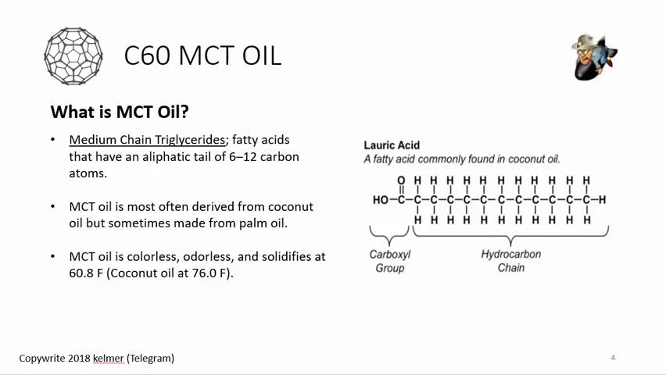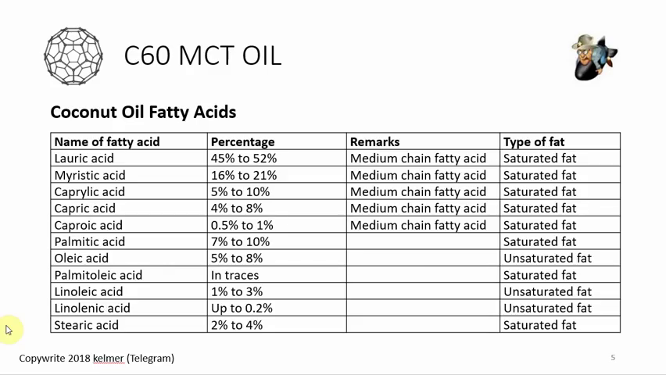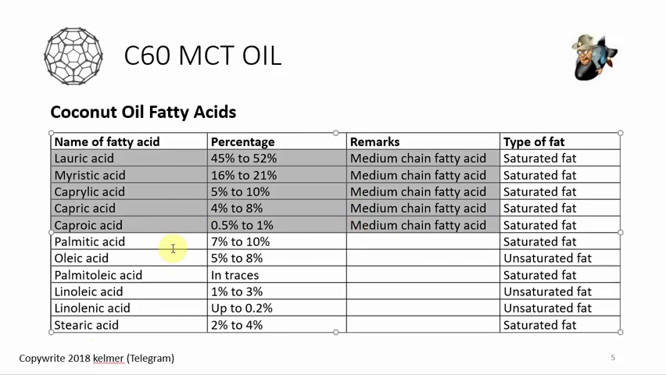Now, when you're talking about coconut oil in general, there's 13 different fatty acids that comprise coconut oil, and these are all the different fatty acids. But it's only these 5 right here that have 6 to 12 carbon atoms in the molecule and are considered to be the medium chain fatty acids.